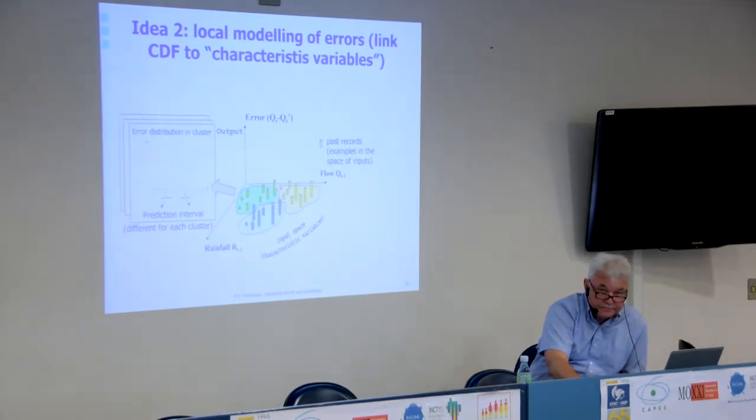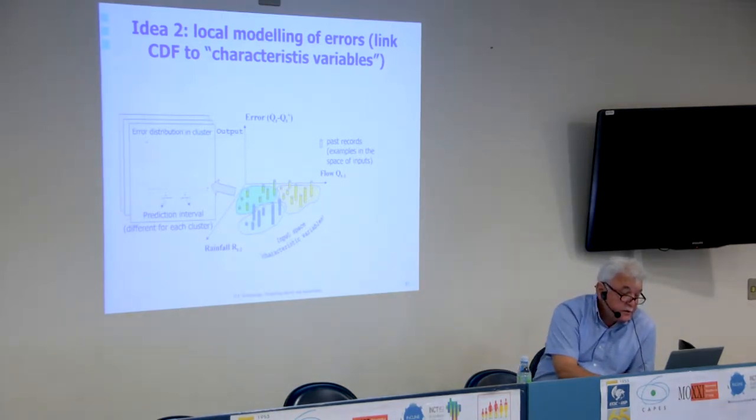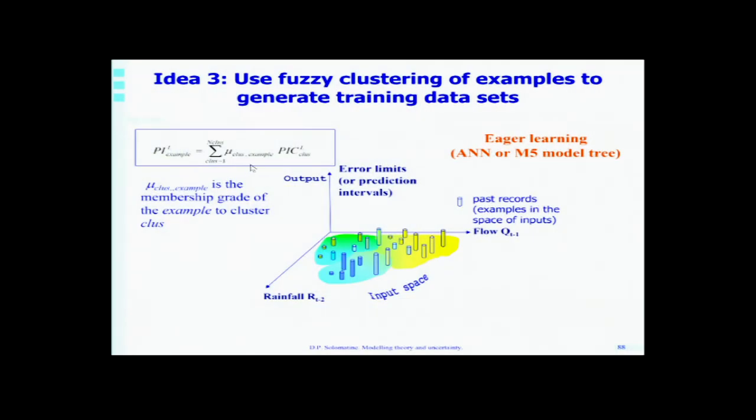That's the second idea. And the third idea is to use fuzzy clustering and to make an overall model of everything. Fuzzy clustering says that data belongs to a cluster with a certain membership. So for example, this point belongs to this cluster with the membership of 0.9, and with the membership of 0.1 to this and 0.1 to this. And data here belongs to this cluster with the membership of maybe 0.5, and 0.3 here, and 0.2 here.